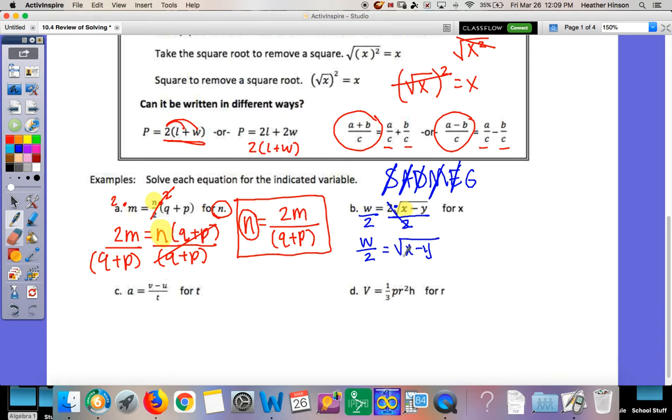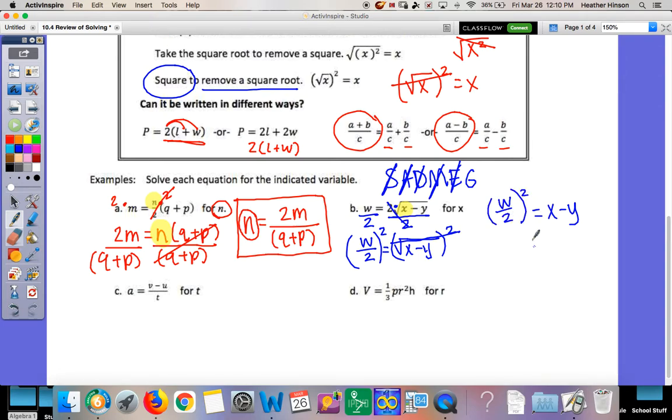How do I get rid of a square root? Go back to your notes up here. You're going to square it to remove a square root. So you're going to take that whole side and square it. That'll cancel it out. But we also have to do it to the other side. What you do to one side, you have to do to the other. So that'll leave us with x minus y, and we got w over 2 squared. Now you could simplify this out if you would like. This is just w squared and 2 squared, so w squared over 4, if you want to simplify that out.